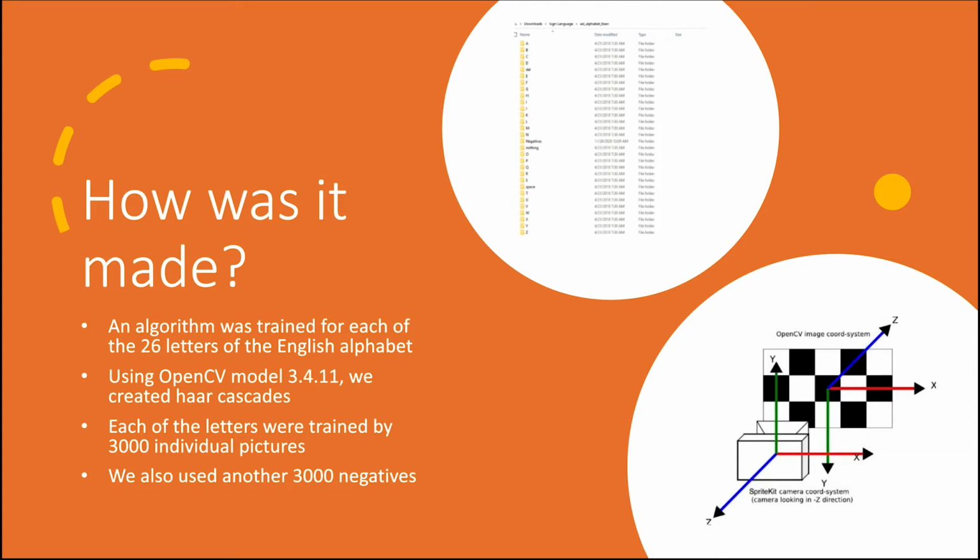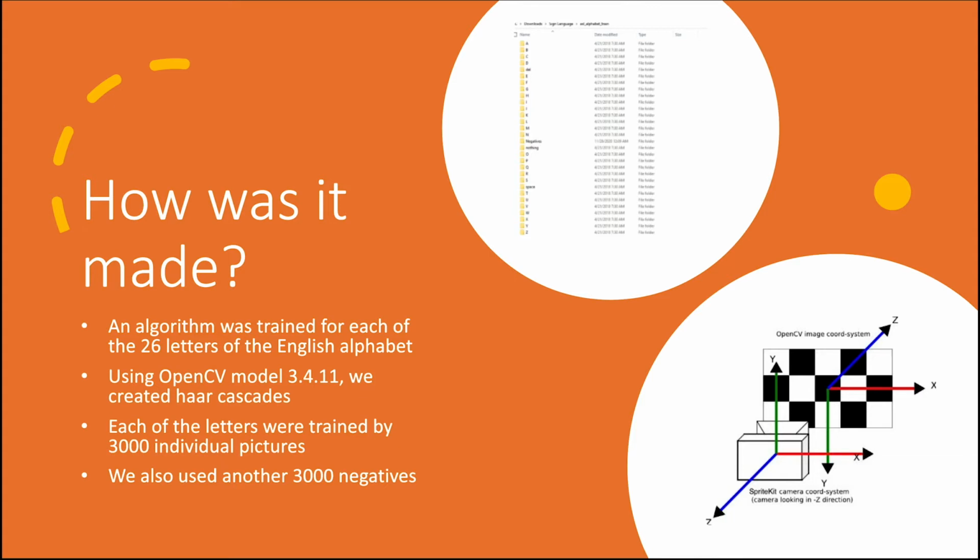So how is it made? The algorithm itself was trained for each of the 26 letters of the English alphabet. And as I said, this is the same for ASL. We used OpenCV version 3.4.11 to get the terminal commands for creating Haar cascades. And as you can see, we have a folder for each of the letters of the alphabet. In each of these folders, we have 3,000 pictures of that letter in sign language.